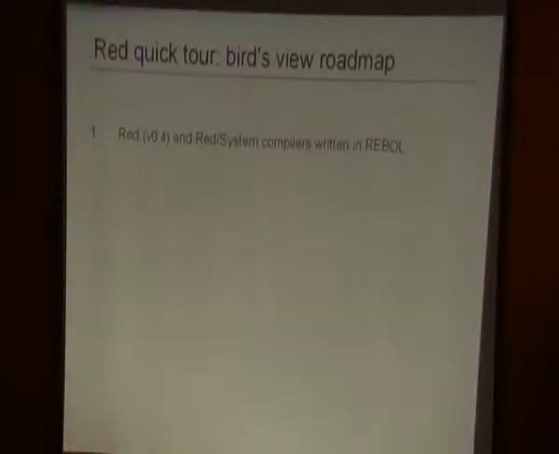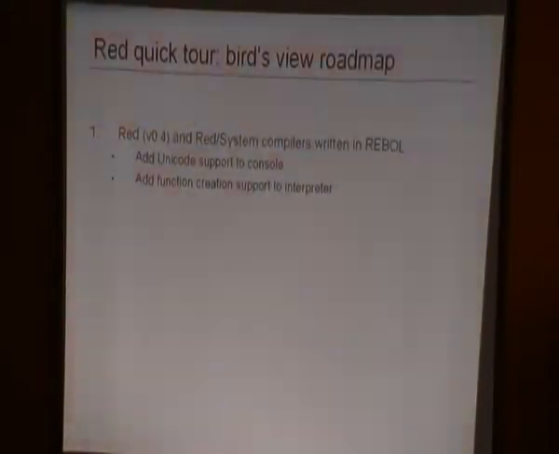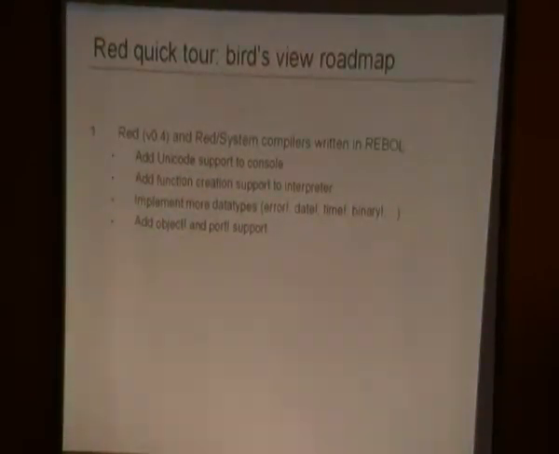Okay, that is a very high view of the roadmap of Red. So we are currently at version 0.3.1 and we are heading to version 0.4. So version 0.4 will be completed once we add Unicode support to the console and interpreter. We need to add function creation, which is not currently available in the interpreter. We lack a lot of useful data types, so we'll need to add them to have a complete Red version. We still lack also the object data type and the port that derives from object.